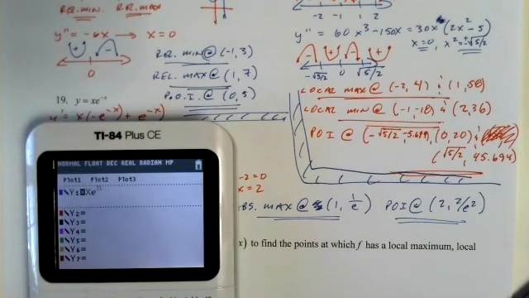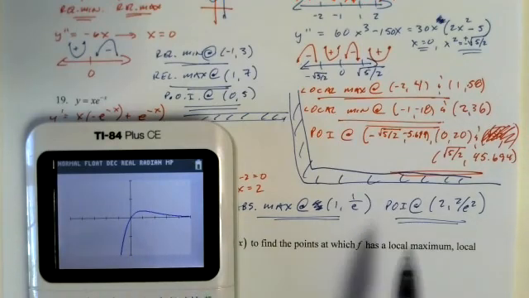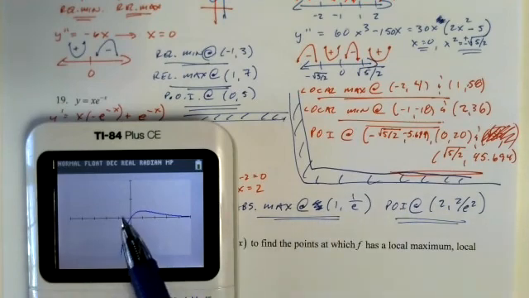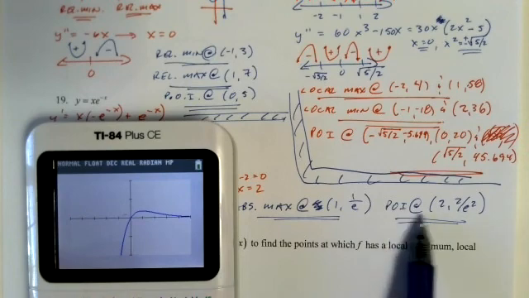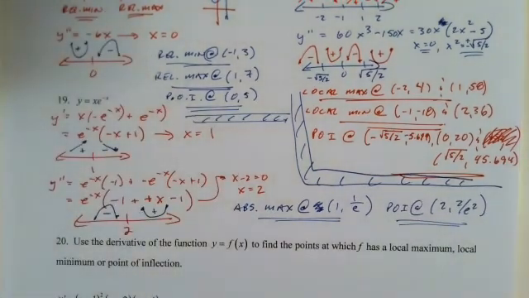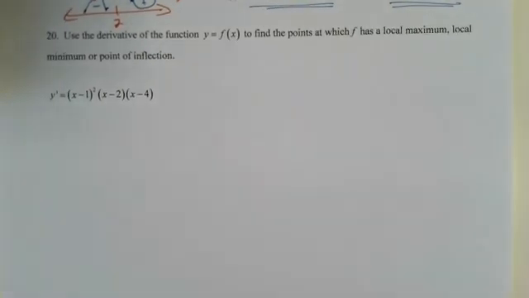x times e to the negative x. I'm already zoomed in, so we'll see how this works out. And there it is. So max at 1, 1 over e is about 0.3. And then there's a POI at 2, where it goes from concave down to concave up. Woohoo! And we're flying. Use the derivative function and find the points at which we have max, minimum, point of inflection.